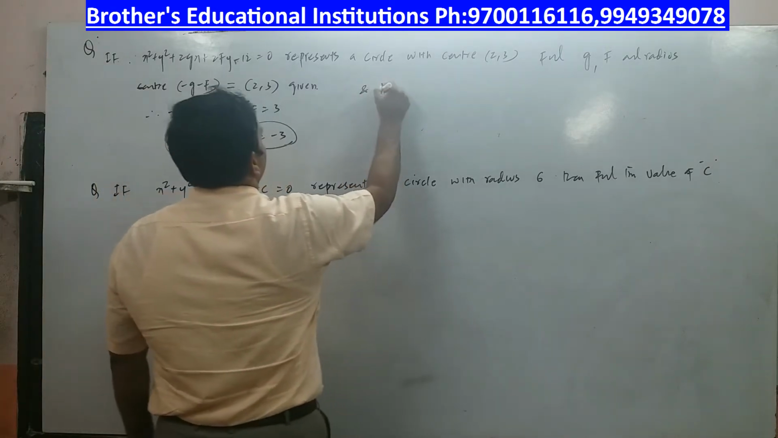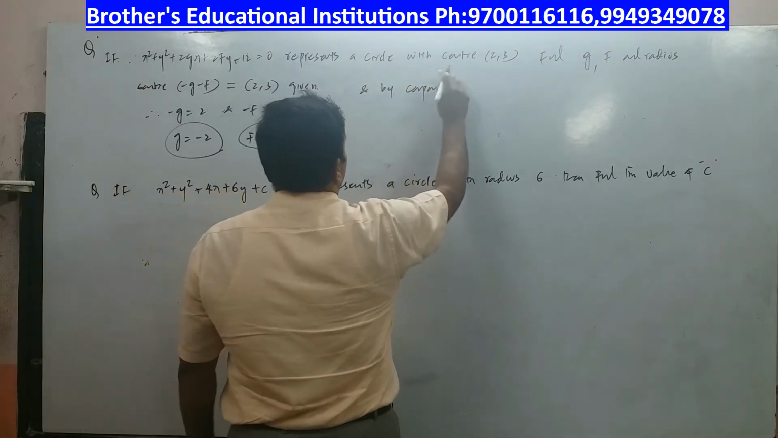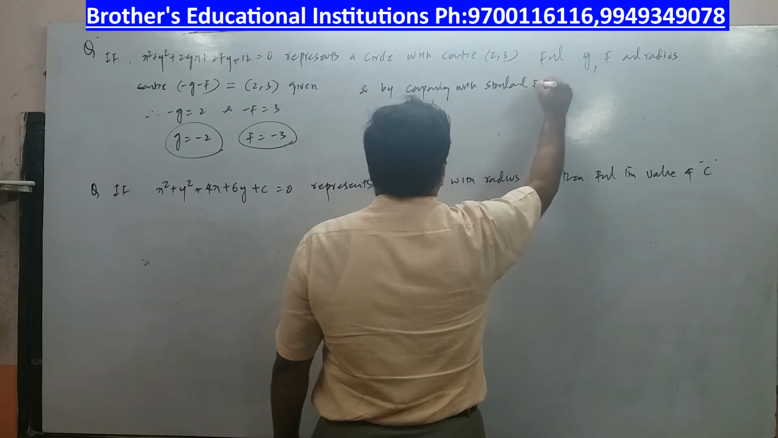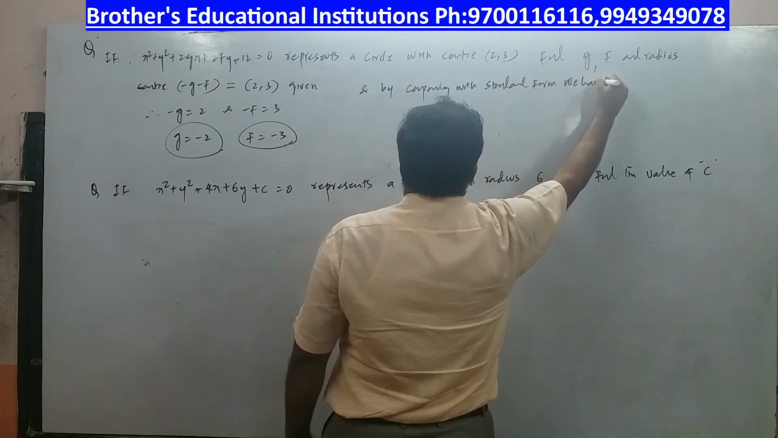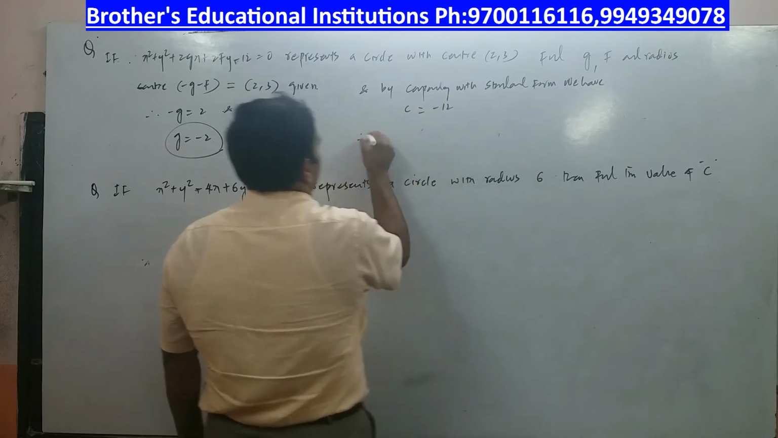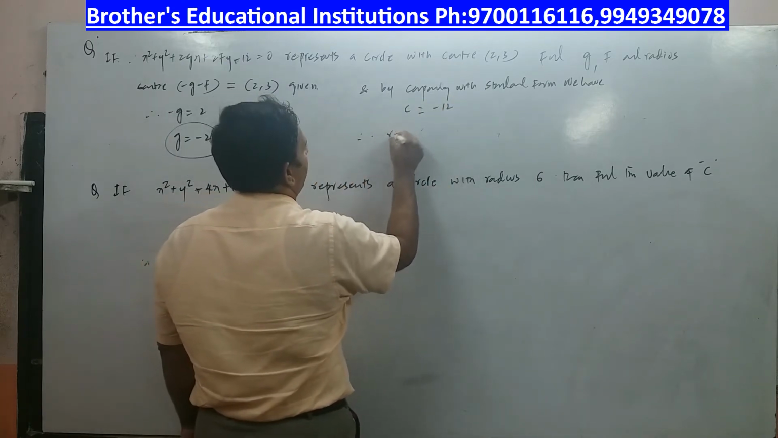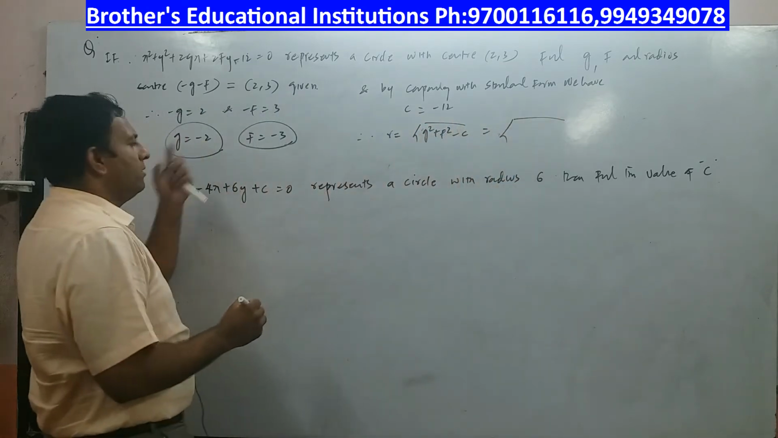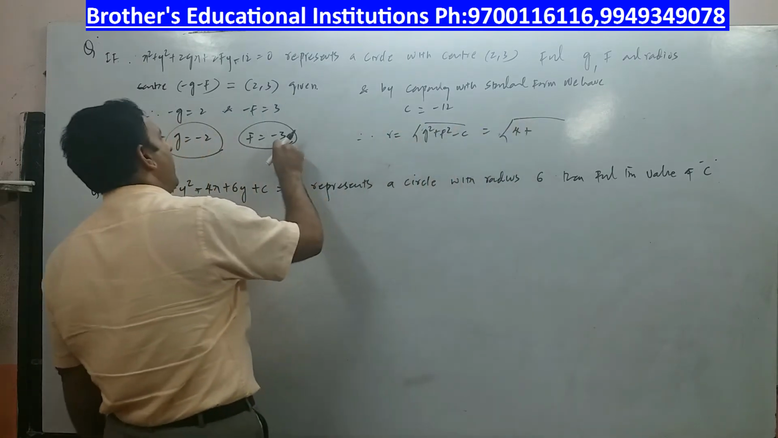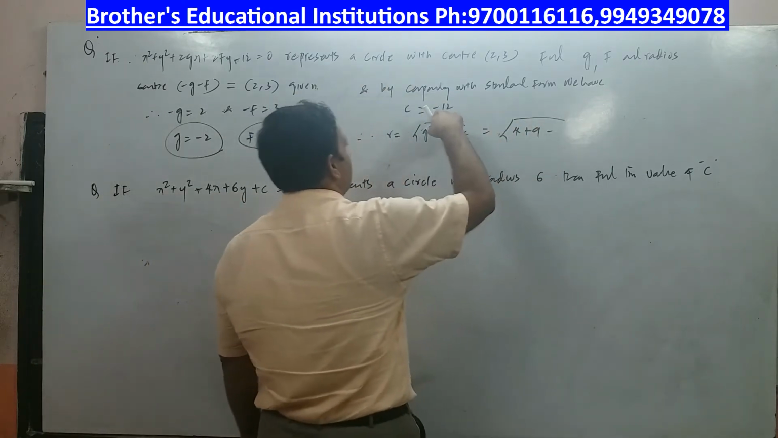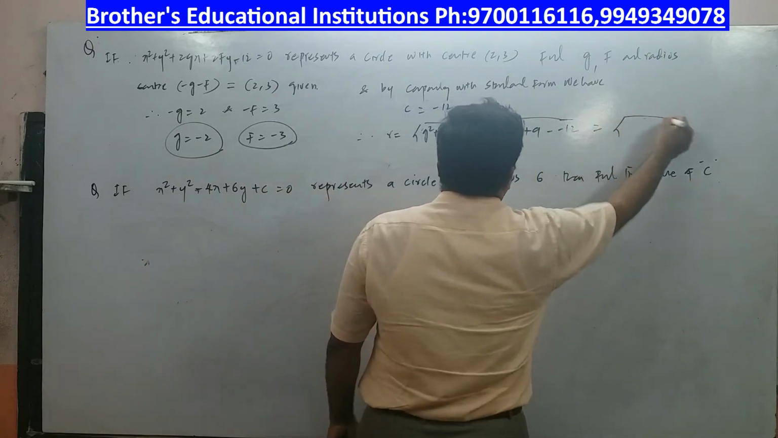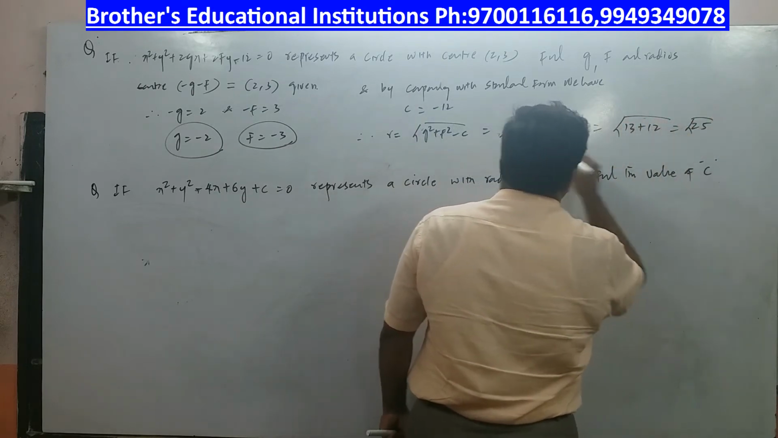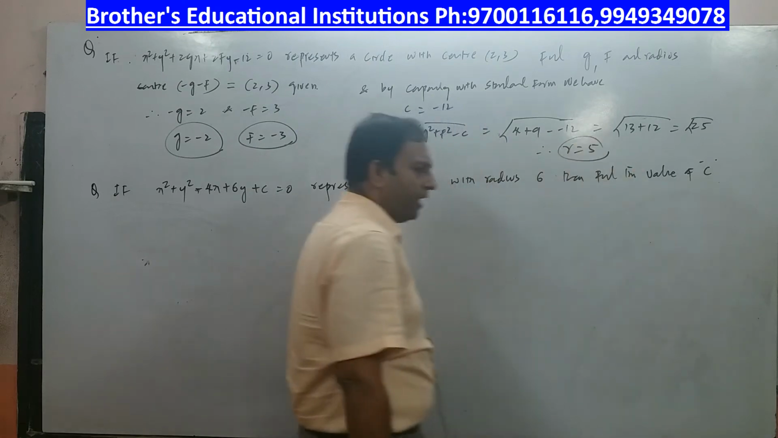And by comparing with standard form, we have c is equal to minus 12. So, you know g, f and c. So, we are supposed to find the radius. Radius formula is root of g square plus f square minus c. So, it is under root of, what is g square? Minus 2 whole square, 4, plus f square, minus 3 whole square, 9, minus c. c is how much? Minus 12. So, it is root of 9 plus 4, 13, plus 12, which is equal to 25. Therefore, radius is equal to plus 5 units.